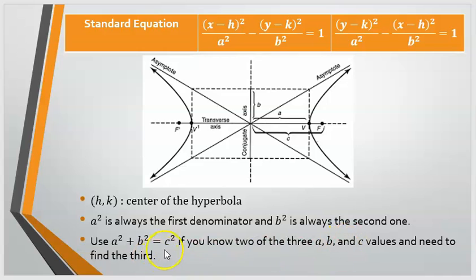So usually if they give you the foci, that means that you're going to need to find that length of C by measuring the distance to the center. And then they'll give you one of the other values, A or B. So you usually only need to use this formula when they give you the distance or the coordinates of a focus.